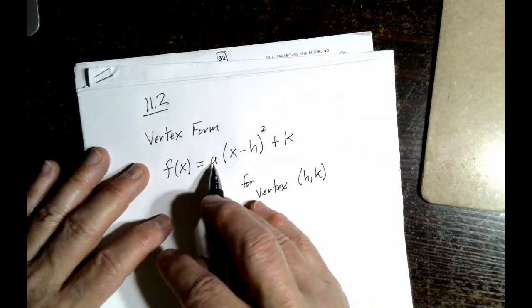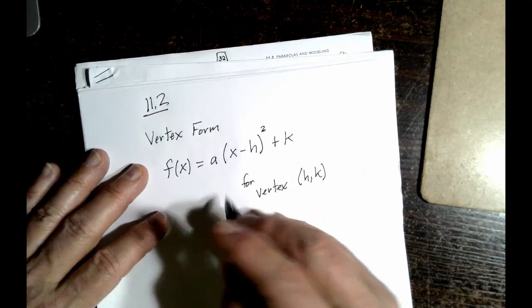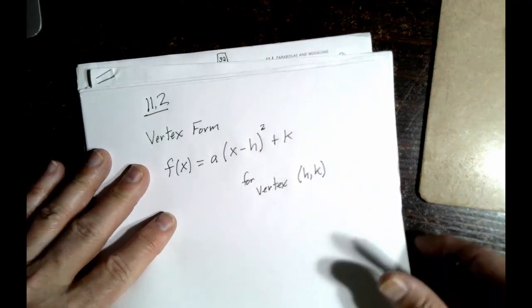And if a is positive 1, that means it points upward. If a is negative 1, it points downward, and that's all you have to worry about for the a. A is your first term, the term that makes up your x squared term.